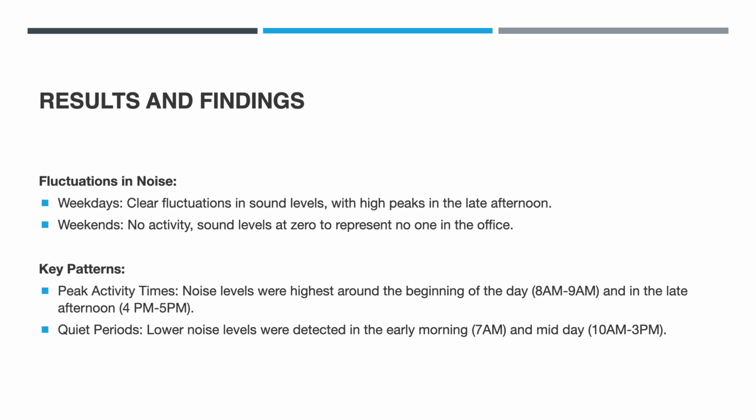Now, for some key patterns, one was the peak activity times, which were basically the highest around 8 a.m. to 9 a.m. My office is one that people kind of drift in to in the mornings. Everyone kind of starts at a different hour from 7 a.m. to 9 a.m. So, of course, there is higher fluctuations during that time, as well as the late afternoon when people are leaving for the day, which is typically around 4 p.m. and 5 p.m.